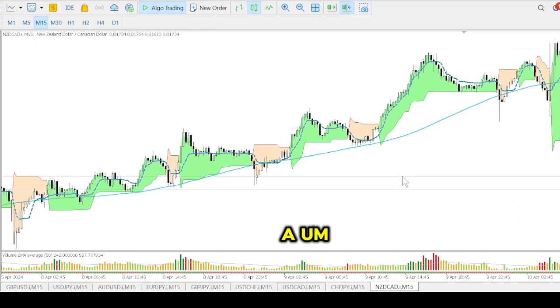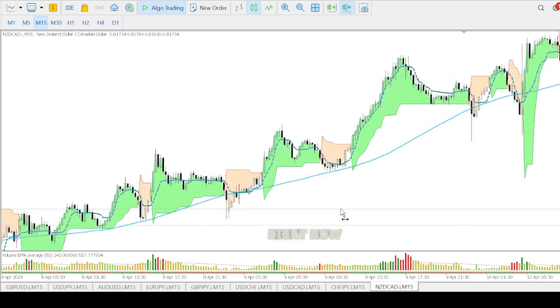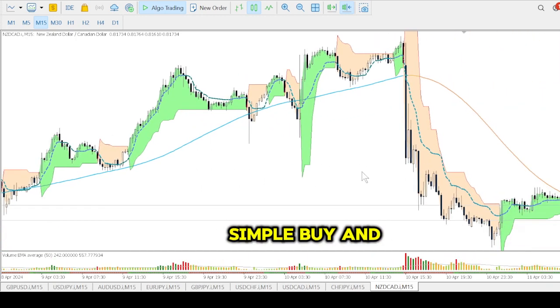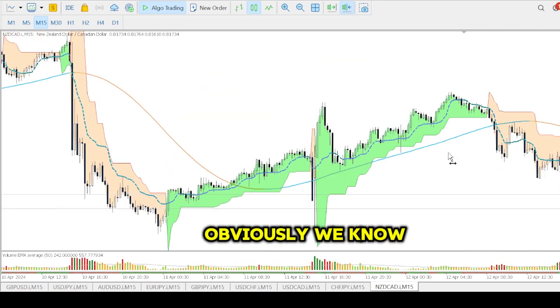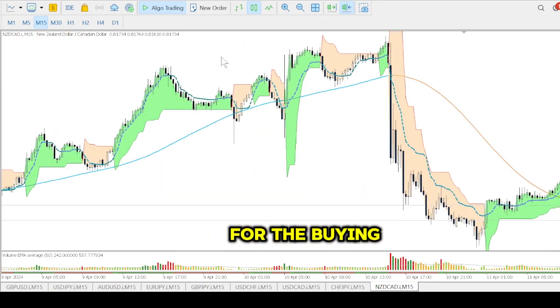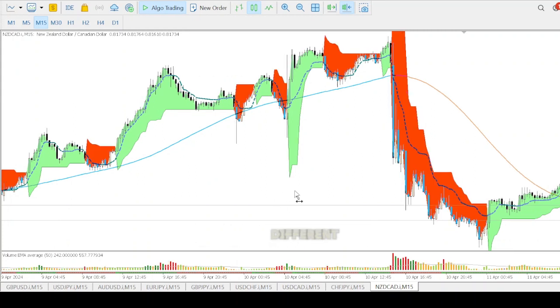Now I have a Supertrend indicator on the chart right now. Simple buy and sell. I just chose this simple indicator because it's very easy to read. Obviously, we know the green is for the buying and the red is for the selling. You can also find this indicator on TradingView. Right now, I'm using the MT5 platform, but it doesn't make any difference.